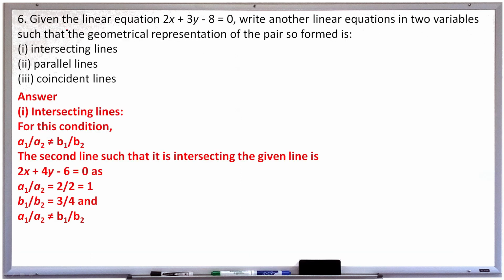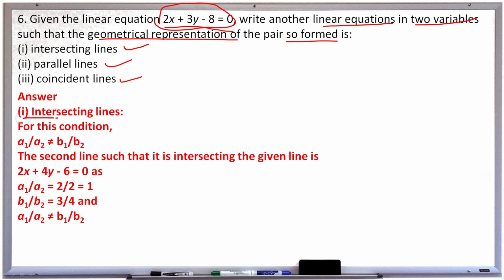Question number 6. There is a linear equation in two variables. Write another linear equation in two variables so that the geometrical representation of the pair of equations so formed is intersecting lines, parallel lines, or coincident lines. So we are going to write one more linear equation for this given equation.